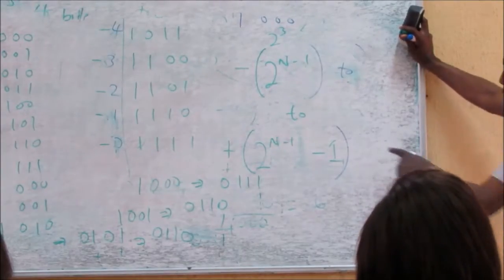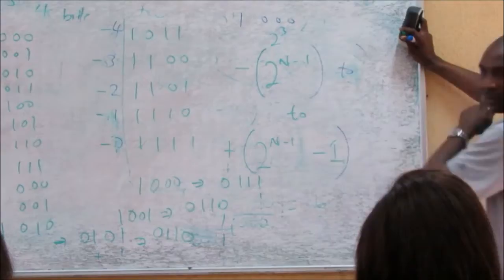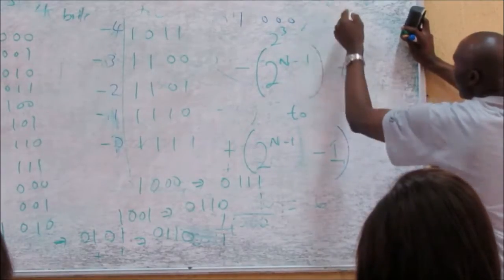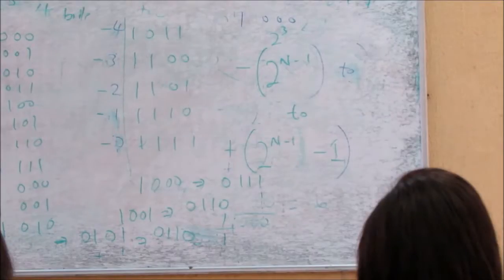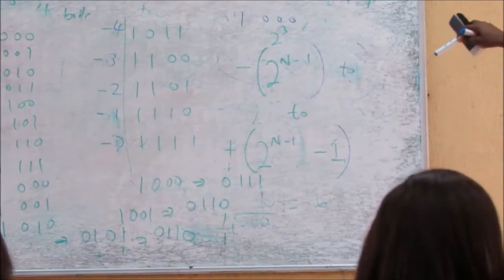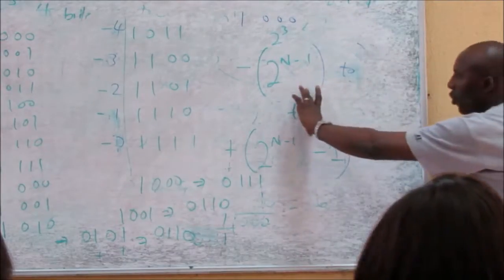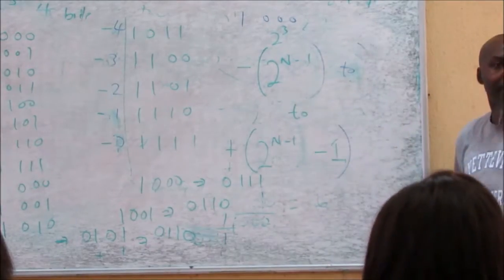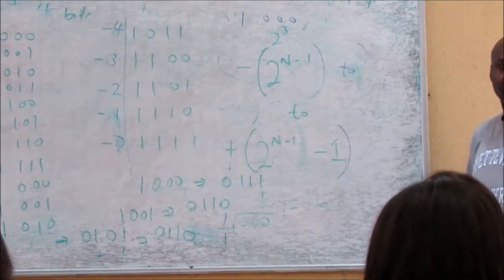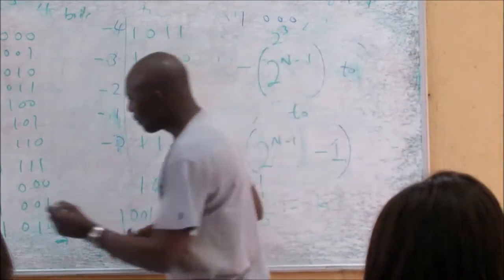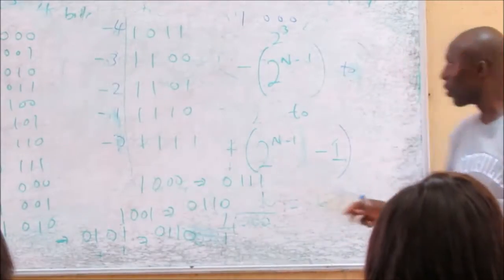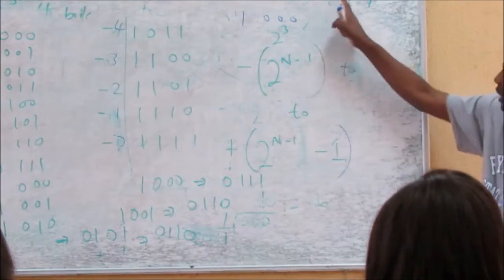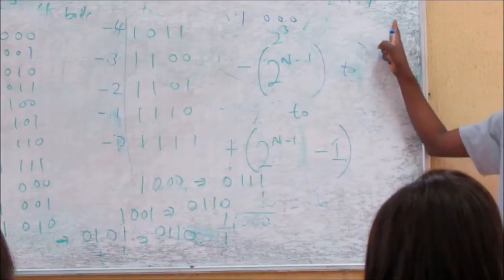Minus 8 to what? Positive 7. That's what this is going to give us for 4 bits. So it will not be wrong to actually put minus 8 here. It's not wrong because that's the identity that we are going to have here.